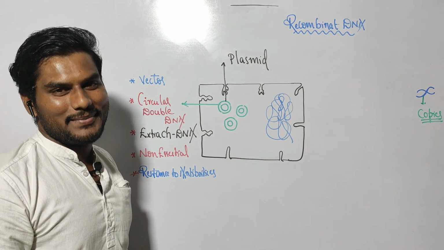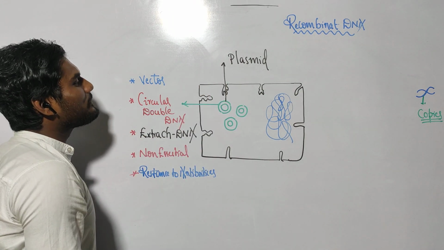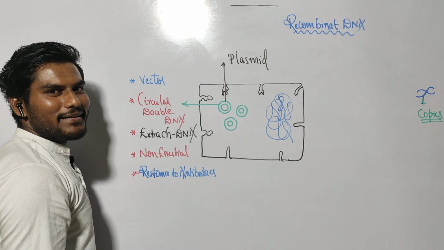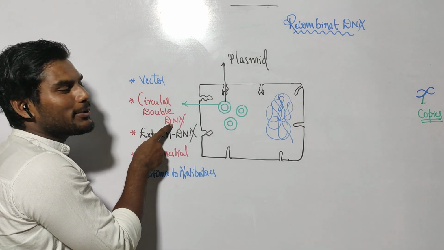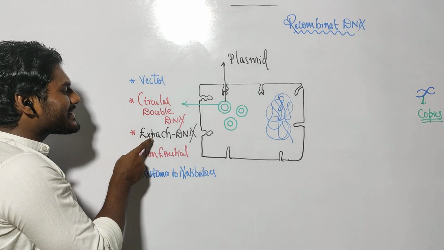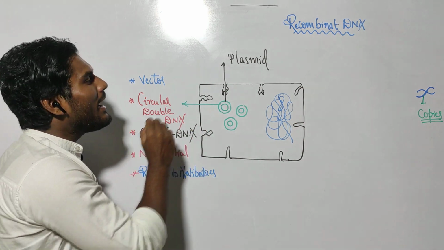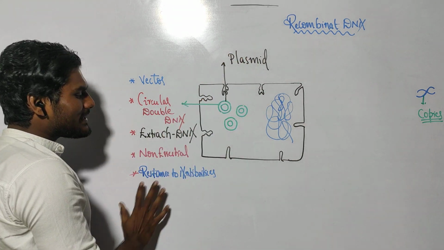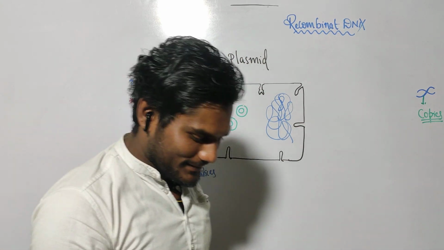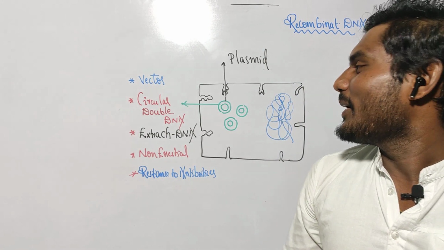Plasmid it is. Plasmids are acting as vectors. Plasmids are double circular DNA molecules. Plasmids are extra chromosomal DNA molecules, and plasmids are non-essential molecules, and plasmids are resistant to antibiotics. Resistance to antibiotics. Yeah, fine.